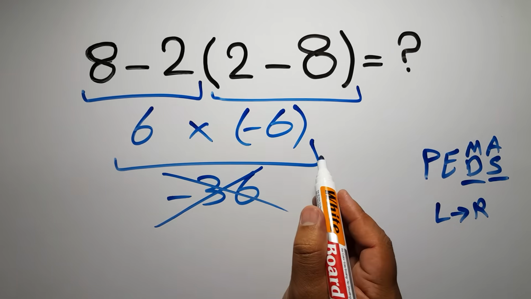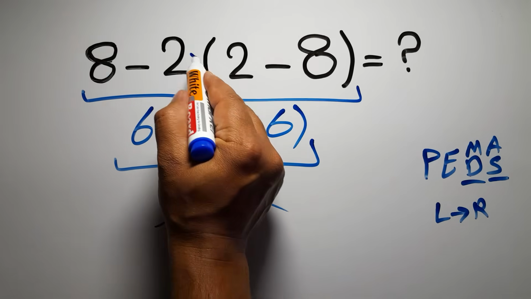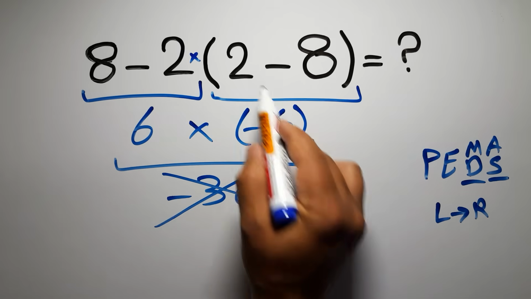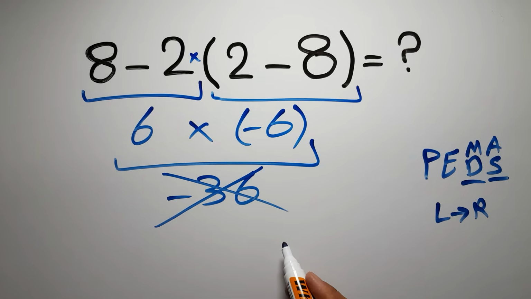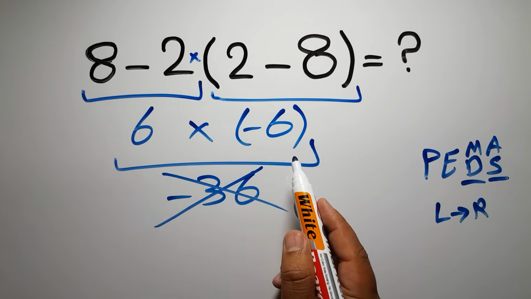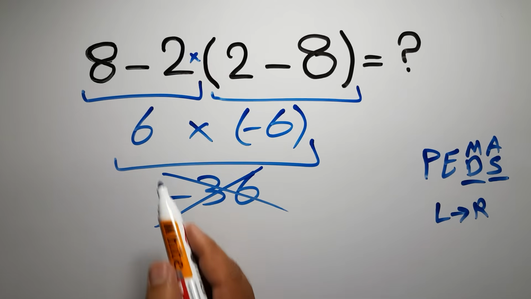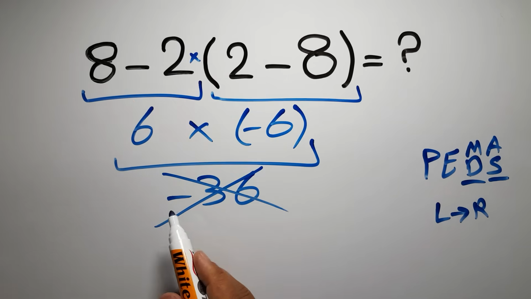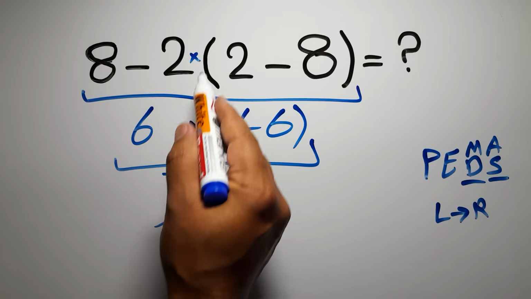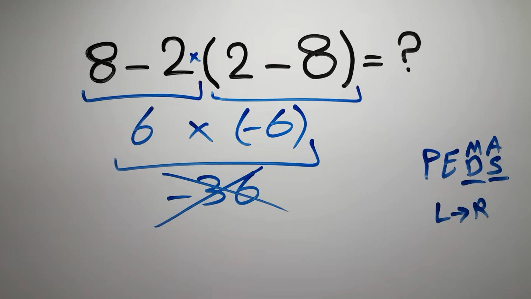In this expression, we have one subtraction, one multiplication, and one parenthesis. Inside this parenthesis, we have one subtraction. Okay, so according to PEMDAS, first we have to do this parenthesis, then this multiplication, and finally this subtraction. If you do this subtraction before this multiplication or this parenthesis, it is wrong.